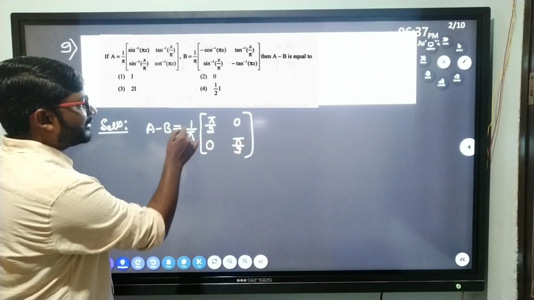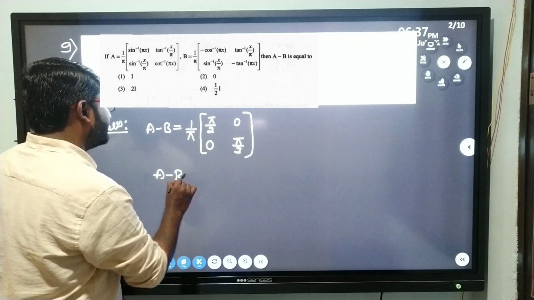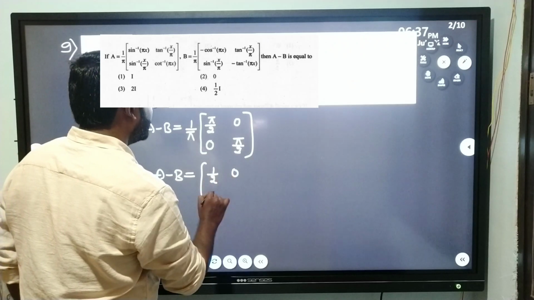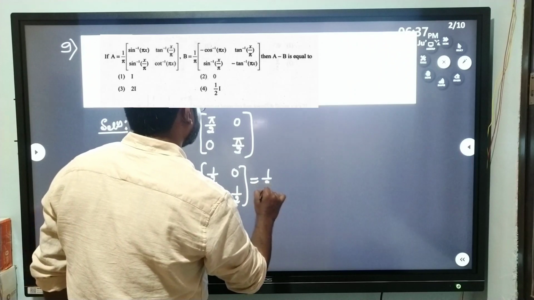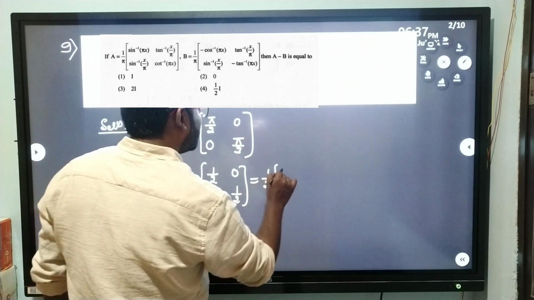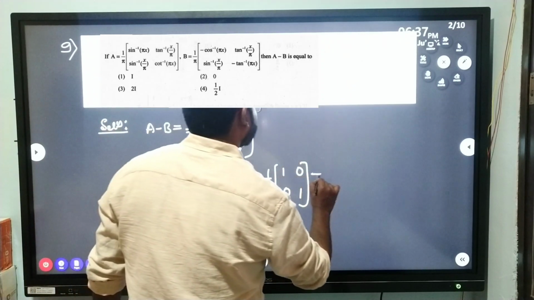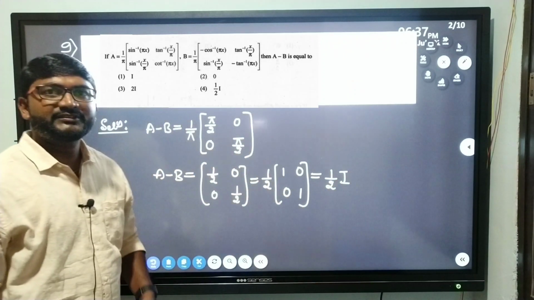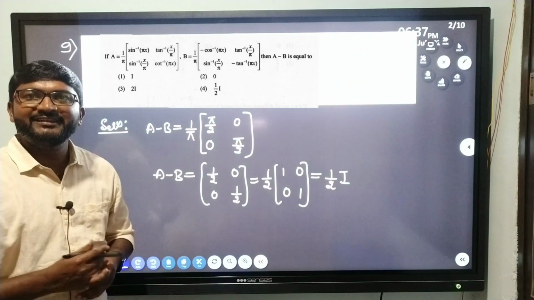Now multiply 1 by pi with these 4 elements, you get A minus B is equal to, if you multiply, pi and pi get cancelled, you have [[1/2, 0],[0, 1/2]]. Here we can take 1 by 2 common. 1 by 2 if we take common, what do we get? [[1,0],[0,1]]. So this is nothing but the identity matrix, which can be written as 1 by 2 into I. So search for the options now. Option D or option 4 is the correct answer.